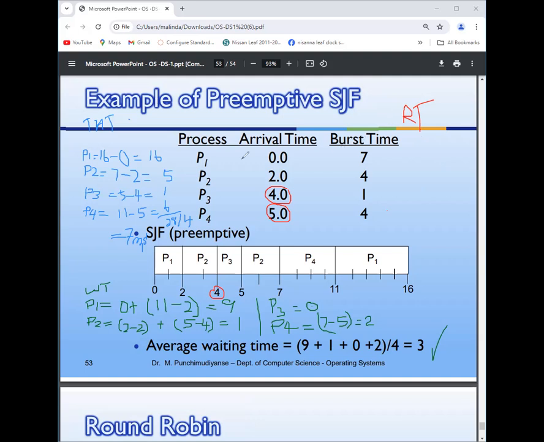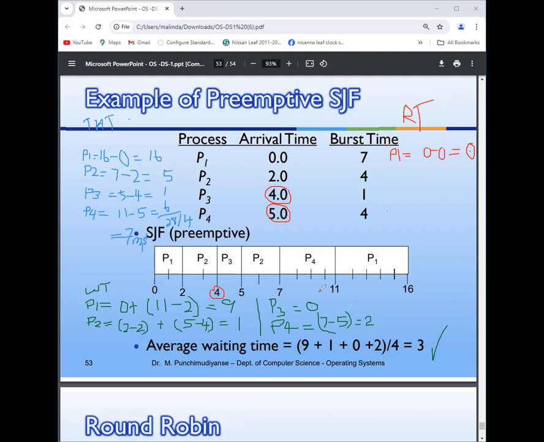So first one, we'll take about the P1, right? P1 first came to the system at time 0 and it got its first CPU at time 0. So P1's response time is 0 minus 0, which is 0. So response time is the time we got the first CPU, so we don't consider the other times.